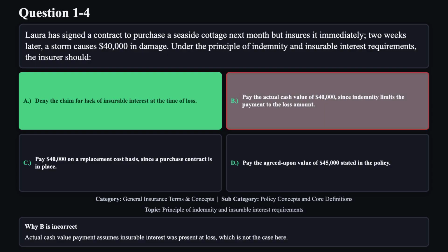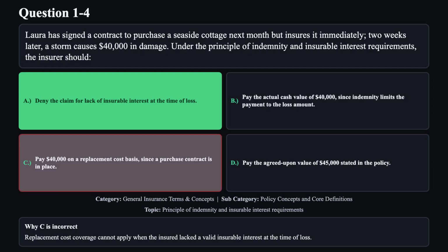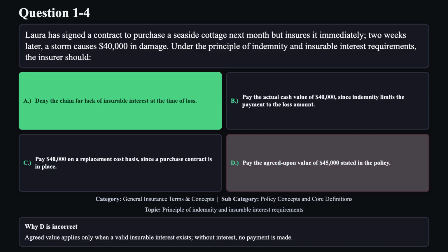Reason B is not correct. Actual cash value payment assumes insurable interest was present at loss, which is not the case here. Reason C is not correct. Replacement cost coverage cannot apply when the insured lacked a valid insurable interest at the time of loss. Reason D is not correct. Agreed value applies only when a valid insurable interest exists. Without interest, no payment is made.